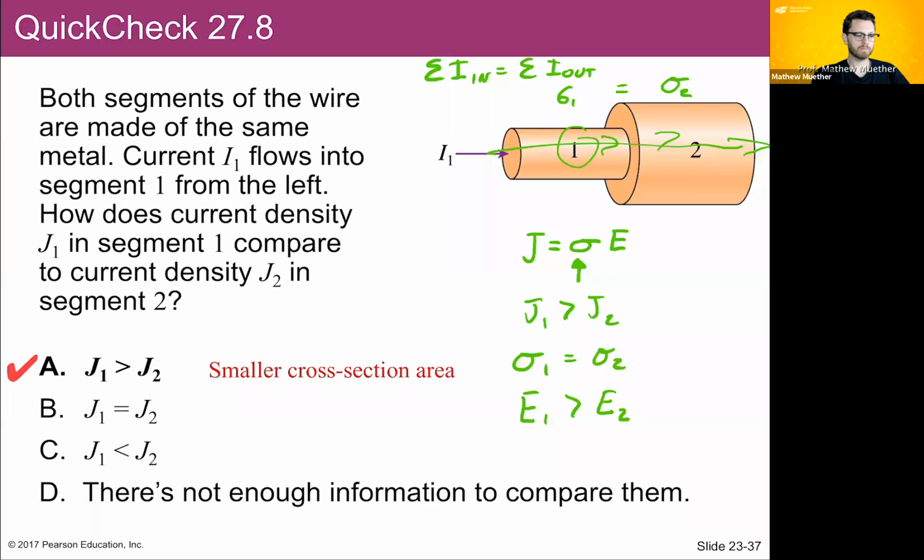I see Devin has a question about if current is independent of the area. Devin, did I already answer your question with some of the discussion here? Perfect, thank you.